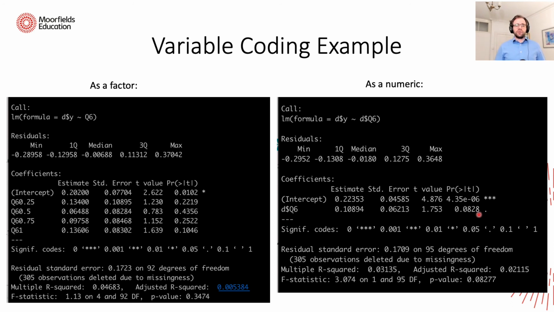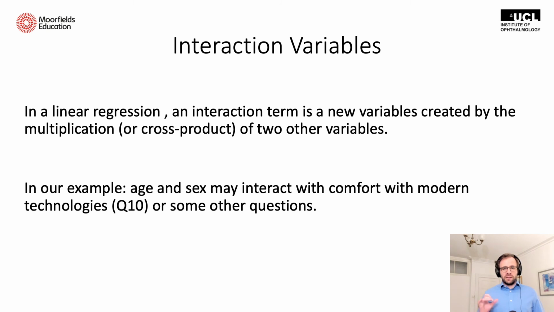So this is showing you that basically, you lose power to detect significant effects if you don't code your variables properly. Okay, so that's variable coding. And then the other thing I want to talk to you about is another property of a multivariable regression that you need to be aware of, which is the interaction between variables.